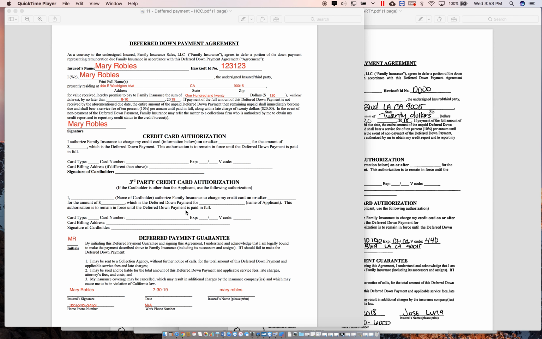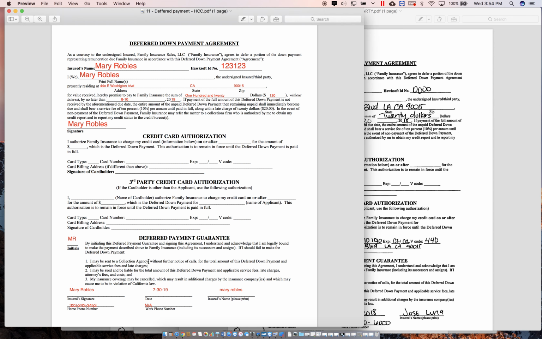Now the third section is a third-party credit card authorization. For example, if there are 2 drivers on the policy, husband and wife, let's assume the wife, Mary, is the policyholder, so she's signing all the paperwork, but the credit card is under the husband. The husband would be responsible to sign this third-party credit card authorization part. The third party, the husband, would authorize Family Insurance to deduct the $120 from his credit card.